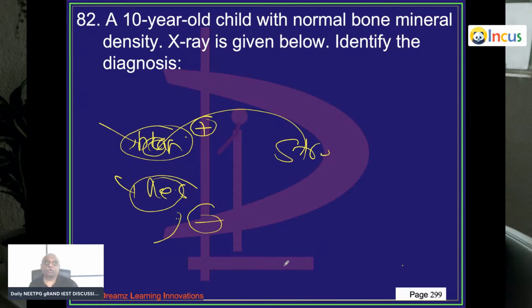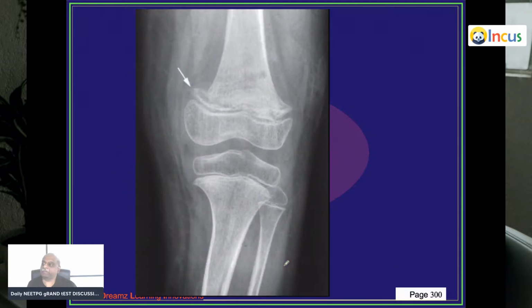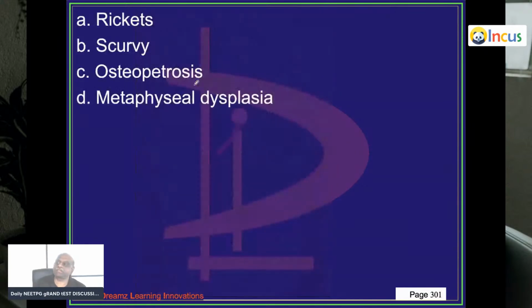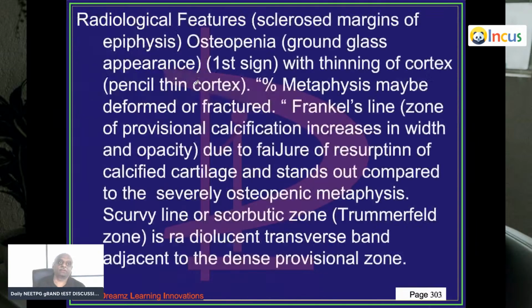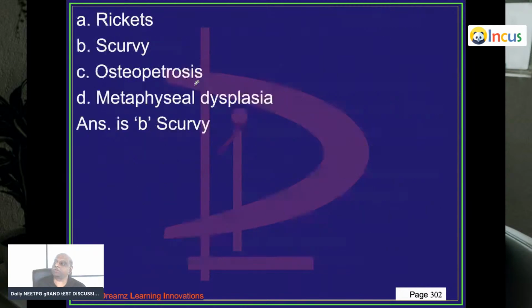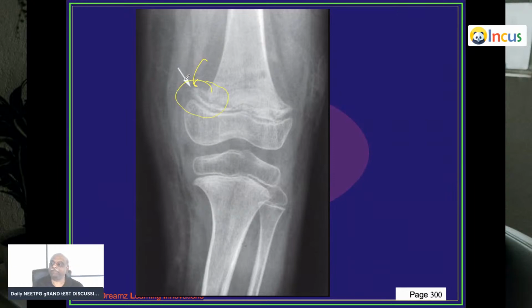A 10-year-old with normal bone mineral density, X-ray is being shown to you. What do you have? This is the Pelkan spur, which is seen with scurvy, with sclerosed margin of the epiphysis. So rickets and scurvy, both radiological features are 100% there.